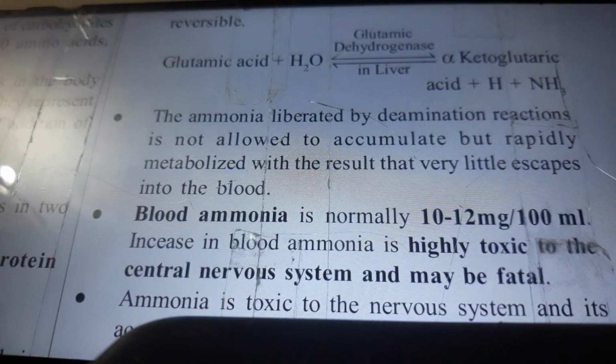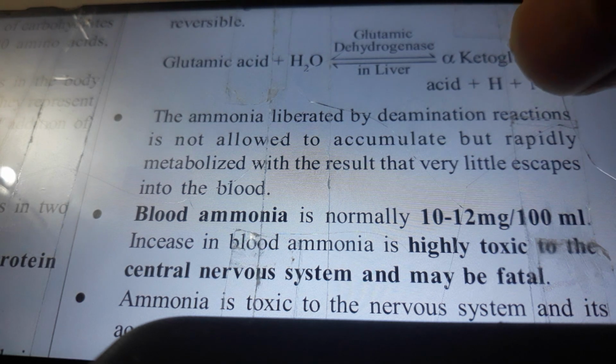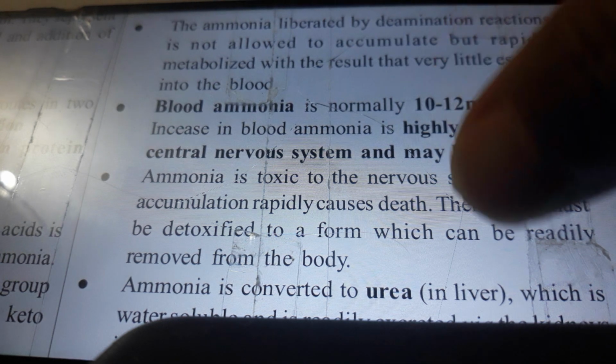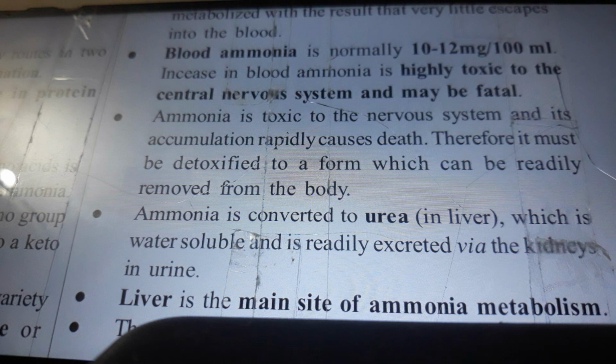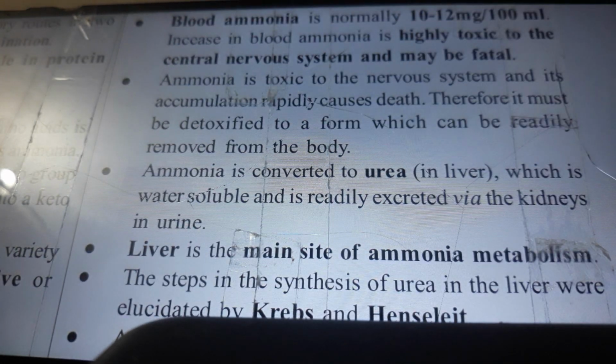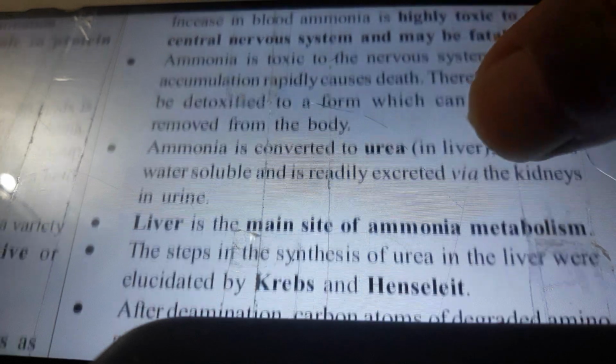NH3. The ammonia liberated by deamination reactions is not allowed to accumulate but is rapidly metabolized, with the result that very little escapes into the blood. Blood ammonia is normally 10 to 12 milligrams per 100 ml. Increase in blood ammonia is highly toxic to the central nervous system and may be fatal. Ammonia is toxic to the nervous system, and its accumulation rapidly causes death. Therefore, it must be detoxified to a form which can be readily removed from the body.